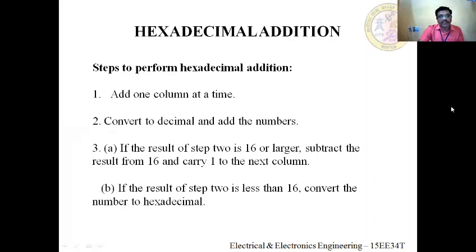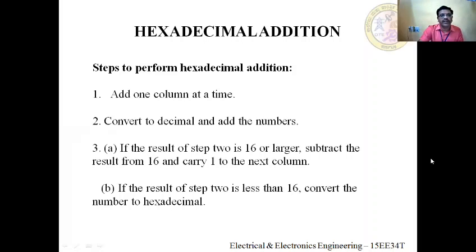Convert the decimal and add the number. I already told you the name of the topic is hexadecimal addition, but indirectly we are doing decimal addition. Hexadecimal numbers we convert to decimal and then perform the addition, then again convert the decimal number to its hexadecimal, and finally the answer is written in hexadecimal.